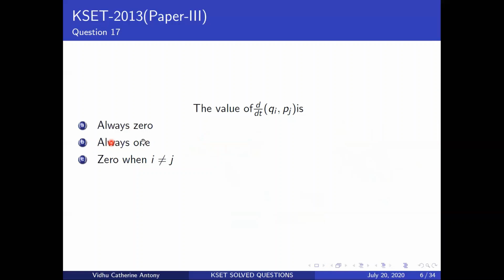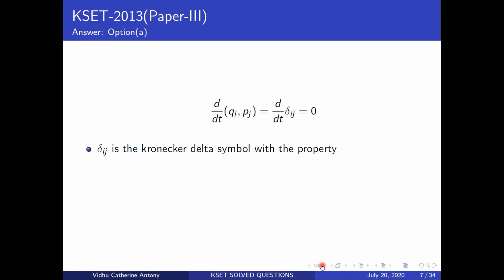So they've said always 0, always 1. This is to confuse you. Okay, 0 when i is not equal to j, 1 when i is equal to j. So you end up thinking that the derivative of a Kronecker delta is going to be a Kronecker delta itself, or things like that, when you do not actually work it out. Okay, so here you have always 0. So I work the entire thing out again.